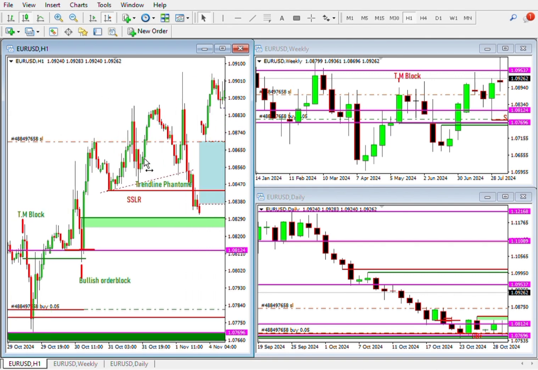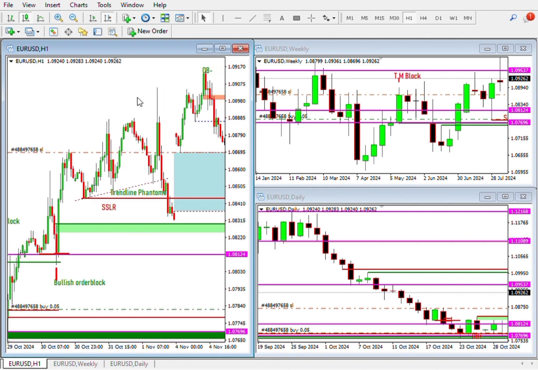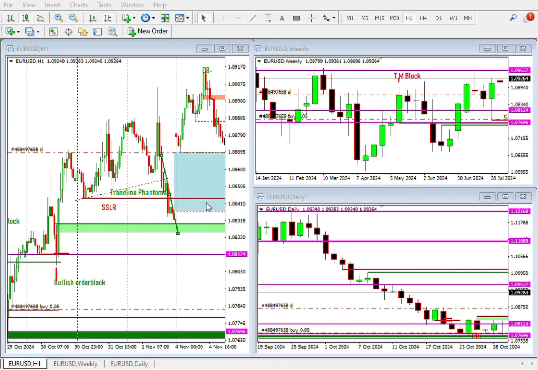Going back to what we were anticipating in the previous video, I did anticipate that bullish order block to be traded back into, and liquidity would be engineered, which was something that I spoke about in the previous video. So that is what occurred, and we had a gap opening on Monday with price trading up like that.